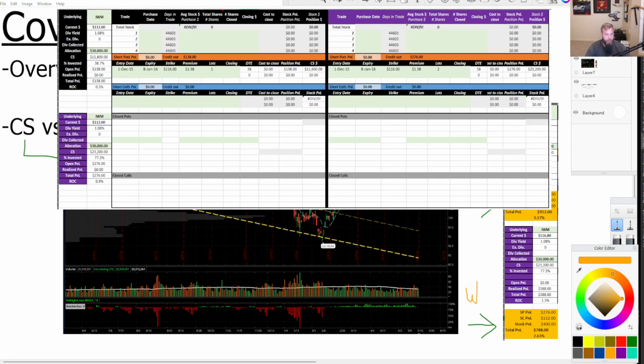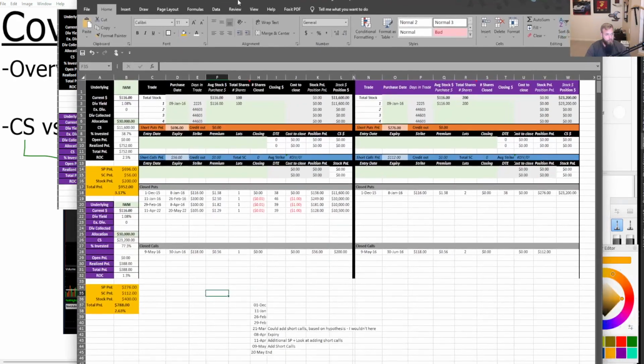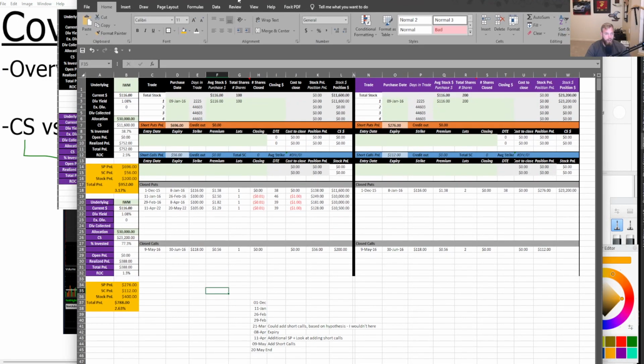Now I'm going to bring over my working Excel sheet that I made just for this. Like I said, it's kind of simple, but I didn't want to overcomplicate it here for the sake of the conversation. So here's where we originally started, and that was selling those short puts.